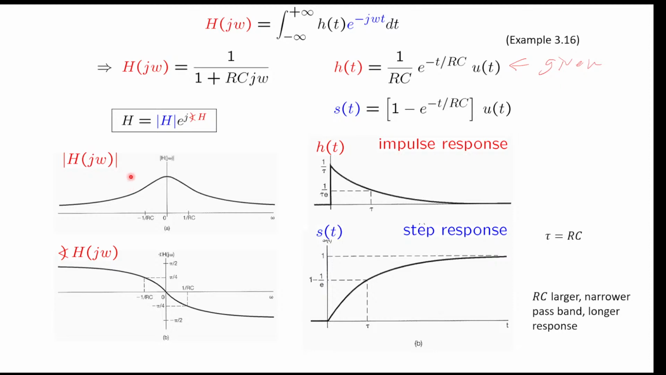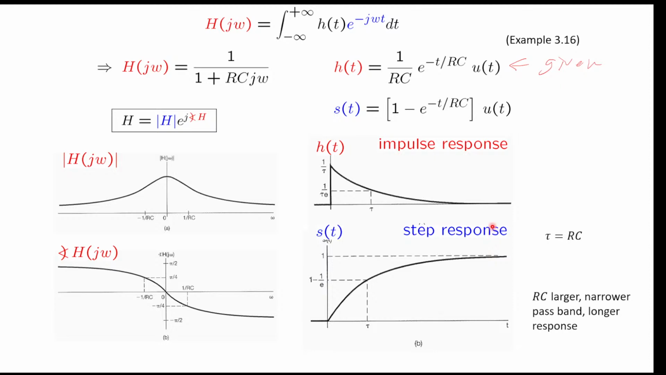And then if you do more calculation, you can calculate small h of t and the step response s of t. Small h of t, in the next chapter we'll talk about how to calculate small h of t from big H of j omega. Right now we only have the equation from small h to big H. In the next chapter we'll talk about how to calculate this. But anyway, here is the calculated result, and you can plot it here. So small h is this exponential decay function, and we also have the unit step response.